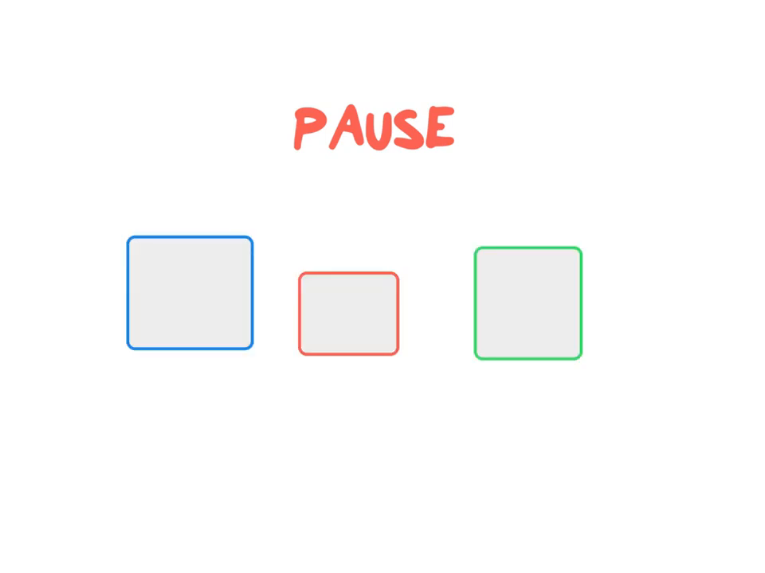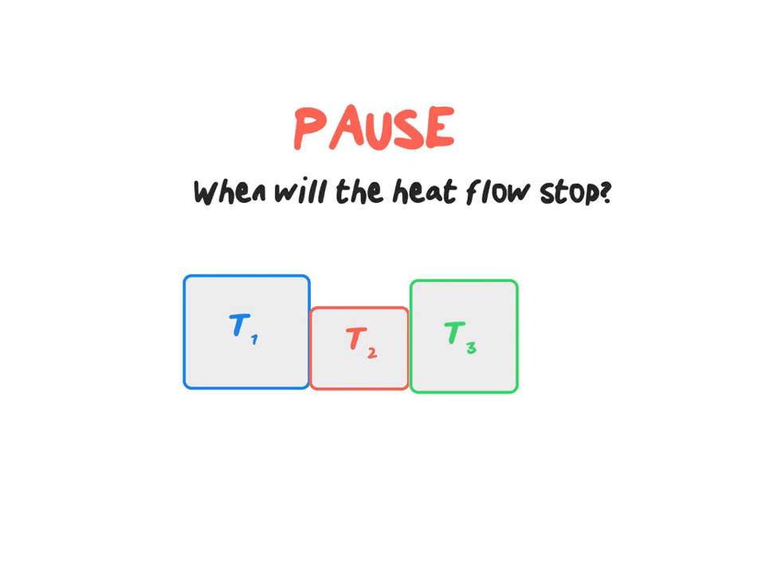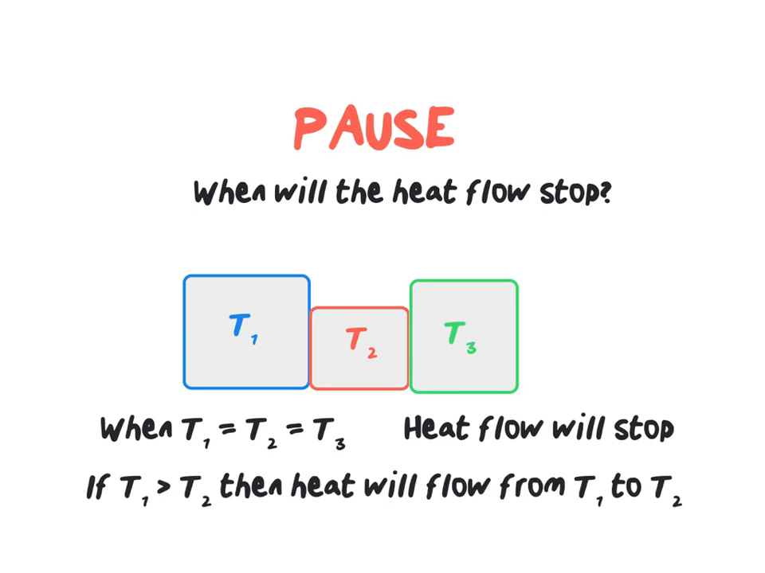As a review from the last video, I challenge you to pause the video in a second after you've heard the question and try to answer it. If I have 3 blocks at 3 different temperatures, and I put them all in contact with one another, when will the heat flow stop? Pause and try to answer that. Well, hopefully you remembered that the heat flow will cease once all blocks are at the same temperature, because we established that heat flows from a higher temperature object or location to a lower temperature object or location.